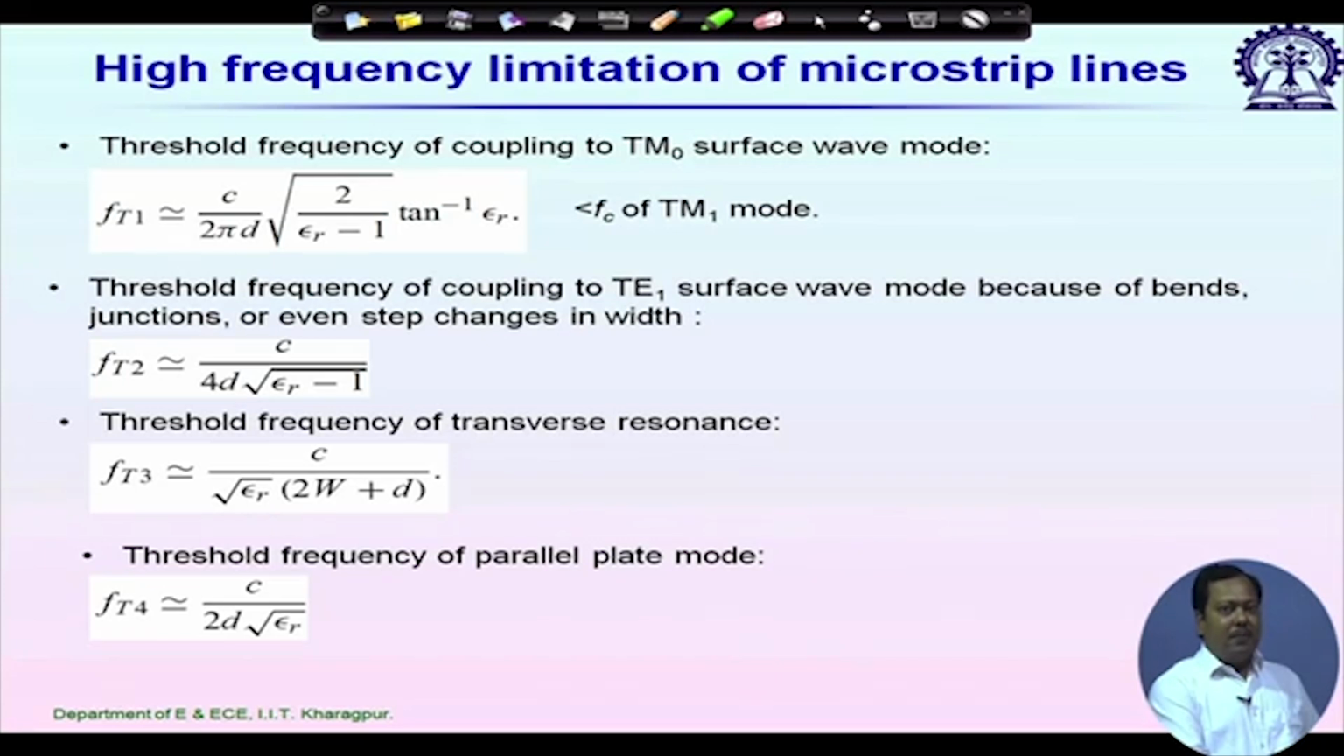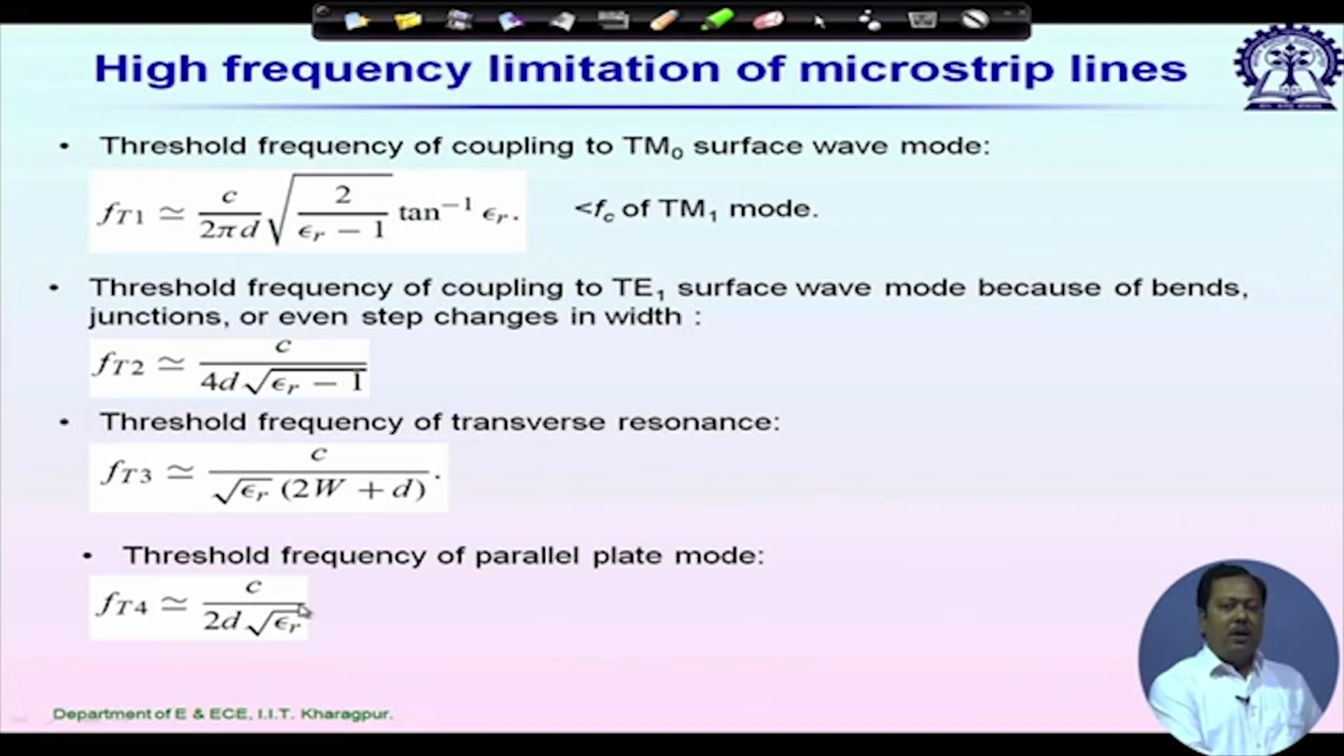So next we have to consider the cutoff frequencies of TM mode and TE mode. We are not expecting that the microstrip line will be supporting parallel plate mode excitation due to TE and TM waves. So we have one more threshold frequency due to that, which is given as FT4 nearly equal to C by twice D square root of epsilon r, where D is again the thickness of the substrate. So it depends mainly on the thickness and the dielectric constant of the substrate.